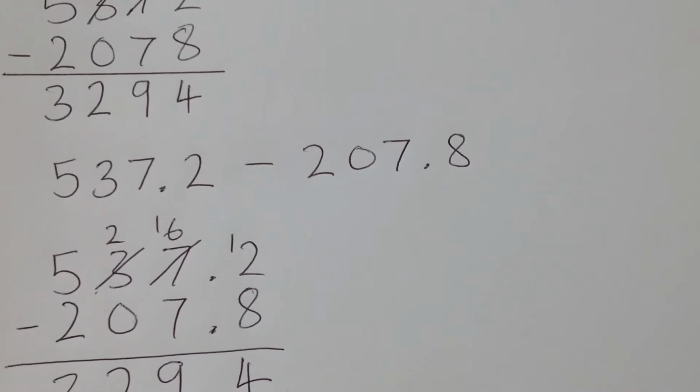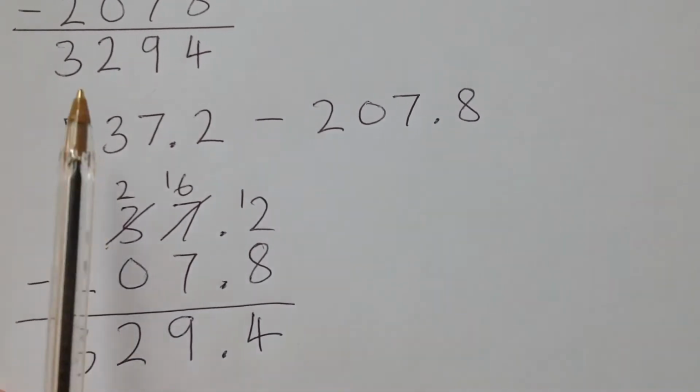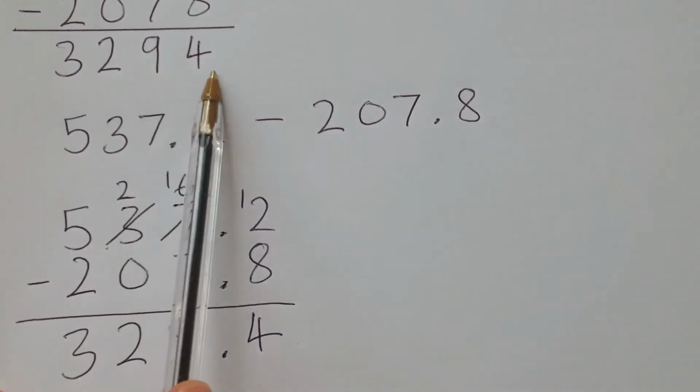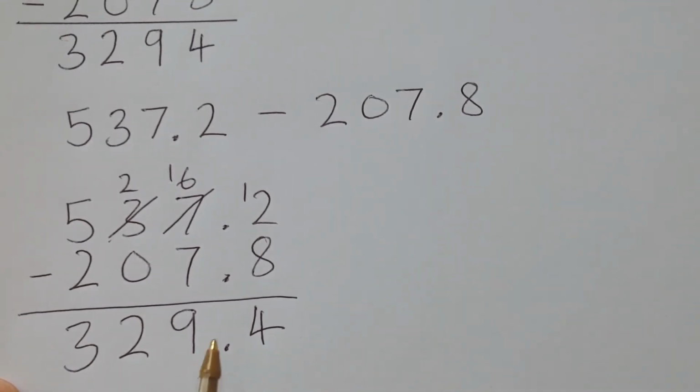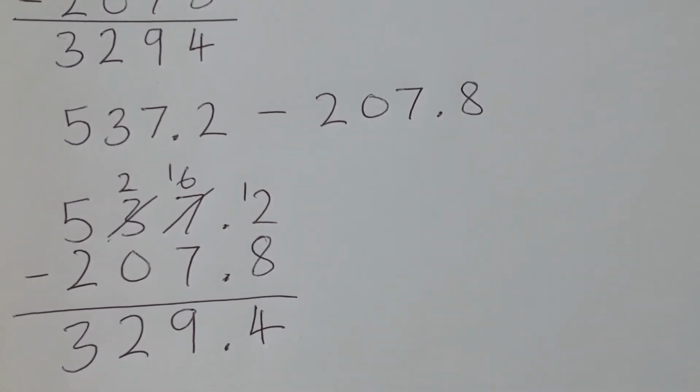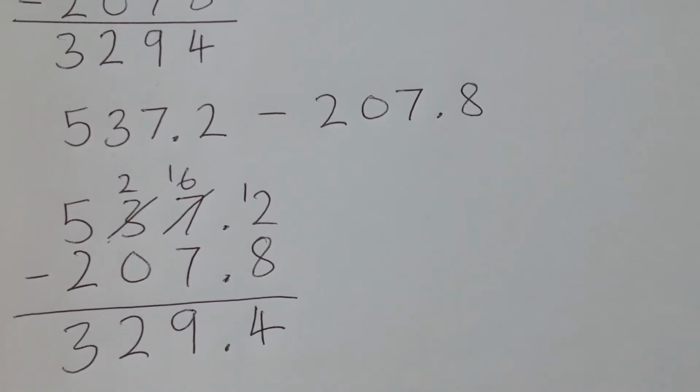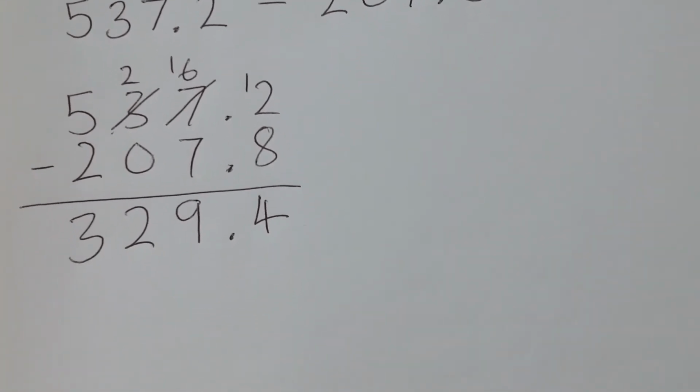And we compare the answers between my two problems, and I had 3,294 and 329.4. So all the digits are the same, but basically their column position has changed. But as I said before, I'm going to go more difficult than that, because I'm not going to have the same number of decimal points.